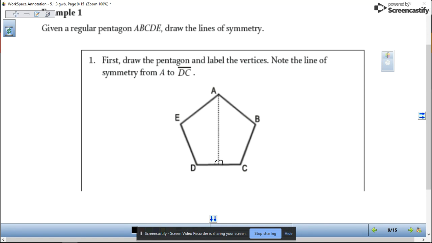That is a line of symmetry, okay? Now, where would there be other lines of symmetry? Since this is a regular pentagon, that means that all these angles are exactly the same, right? This angle, this angle, this angle, this angle, and this angle. And all of these sides are also equal. So we also have one here, right there, and here.